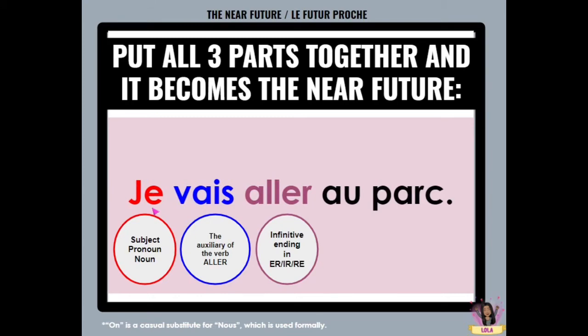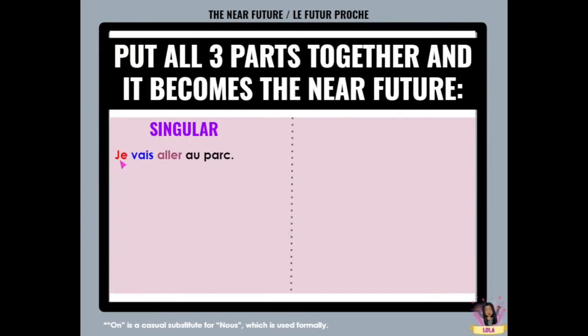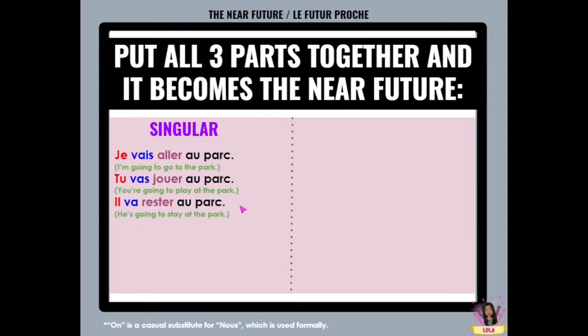So I've done a full sentence here using aller again. Je vais aller au parc. I'm just completing the sentence. So we already used the sentence, je vais aller au parc, which means I'm going to go to the park. So this is to go, aller. The next one is, tu vas jouer au parc. And we know that that means to play. So it's going to mean you're going to play at the park. Il va rester au parc. He's going to stay at the park.